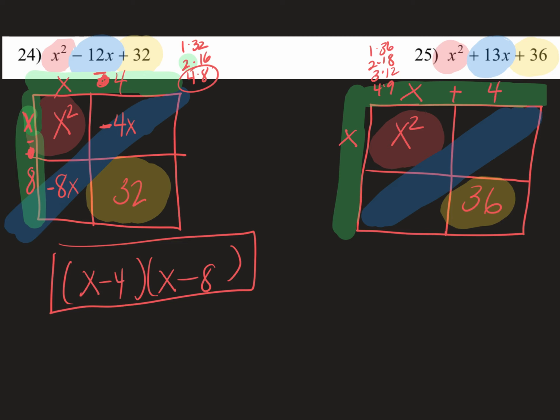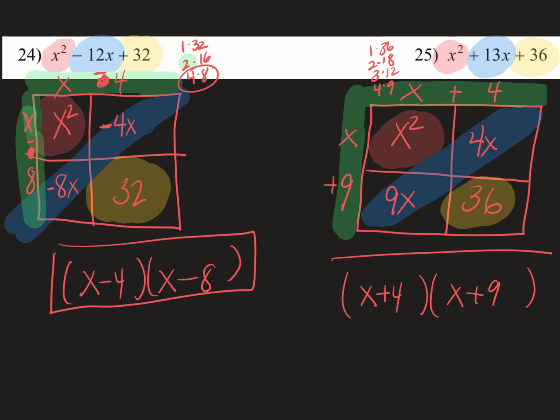And then the last one, I'm going to do positive 4 and positive 9, because I know 4 plus 9 is 13. Positive 4 times x is 4x. X times positive 9 is 9x. 4 times 9 is 36, so that's all correct. And then 9x plus 4x does give me 13x. So this is my product, x plus 4 times x plus 9. A product of x plus 4 and x plus 9.